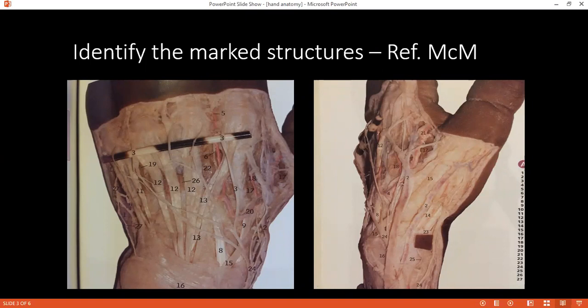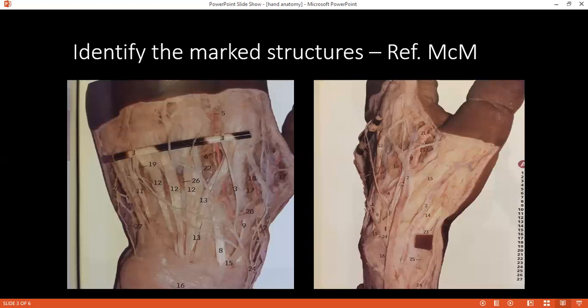It arises from the first metacarpal, and then it inserts at the lateral side of the extensor expansion of the index finger. Its action is abduction of the index finger. Can you please tell me the attachment of pisiform?